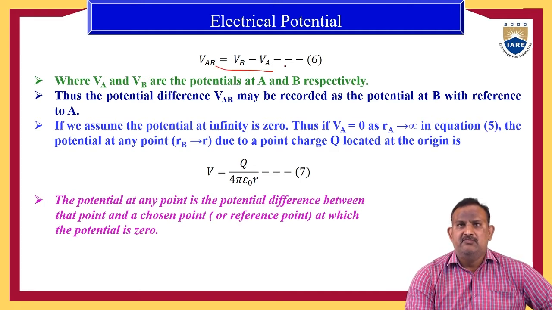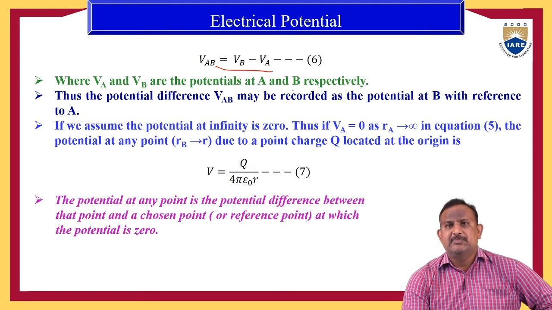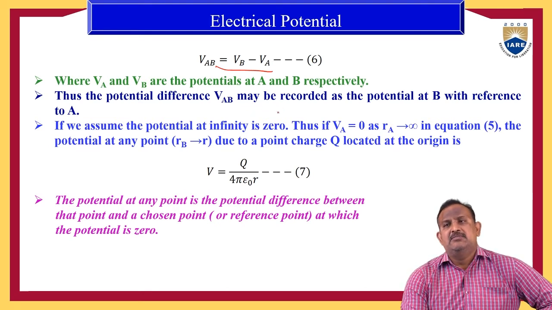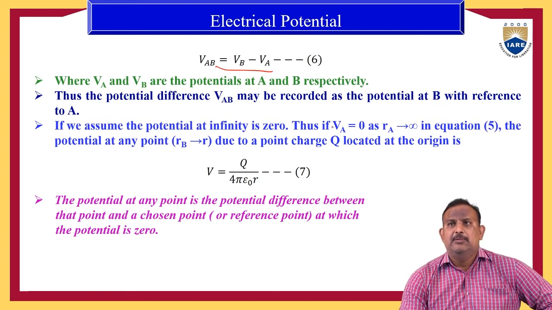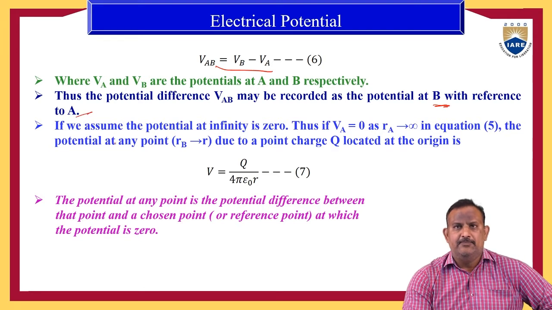VAB is equal to VB minus VA, where VA and VB are the potential at point A and potential at point B respectively. Thus, the potential difference VAB may be recorded as the potential at point B with reference to point A.